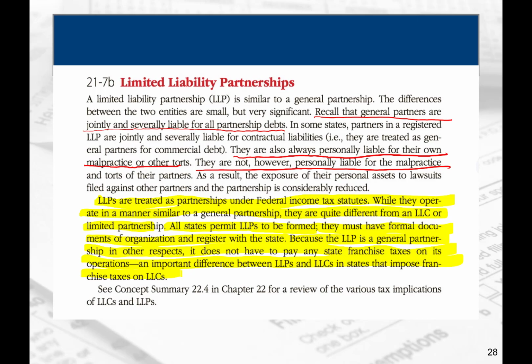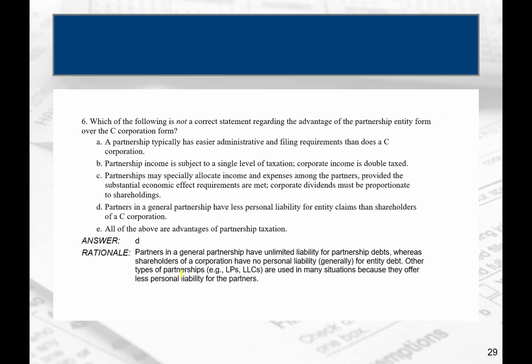All right, let's take a look at number 6 here. Which of the following is not a correct statement regarding the advantage of a partnership entity over that of a C corporation? A, a partnership has typically easier administrative and filing requirements. That's probably true, right? You don't have to incorporate with the state and all that. B, partnership income is subject to a single level of taxation. Corporate income is double taxed.